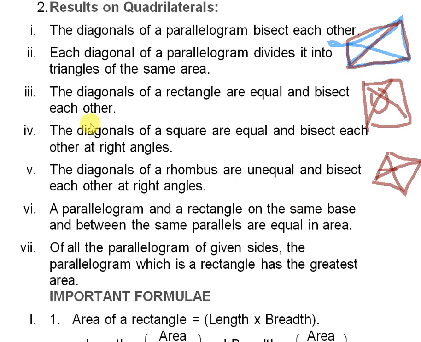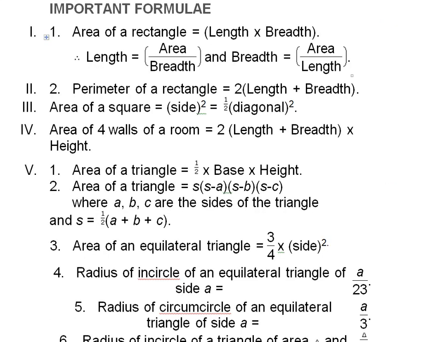Now there are some important formulas. Area of a rectangle is equal to length into breadth. Length will be area divided by breadth, and similarly breadth will be area divided by length. Perimeter of a rectangle is 2 into (length plus breadth). Area of a square is side square, or you can also say half diagonal square.